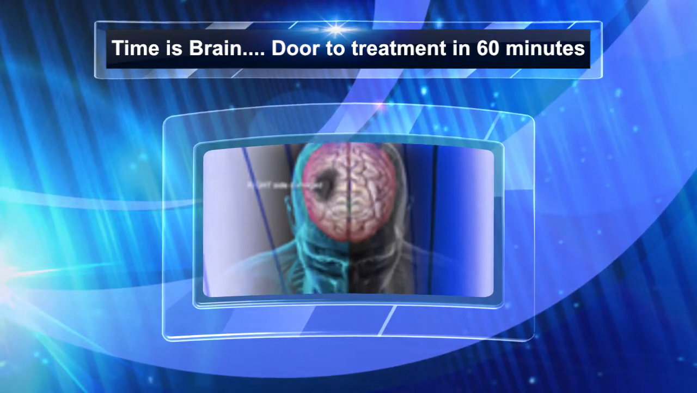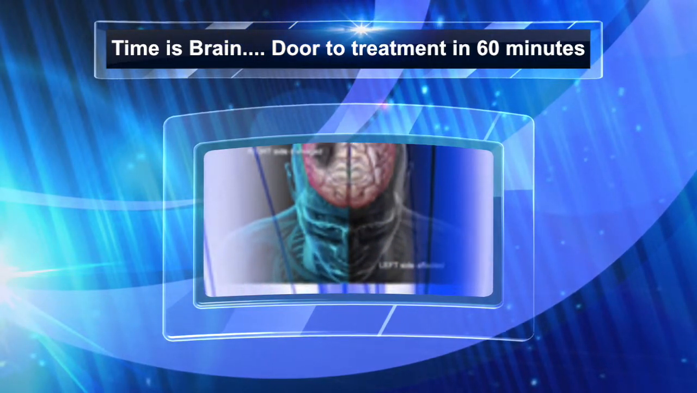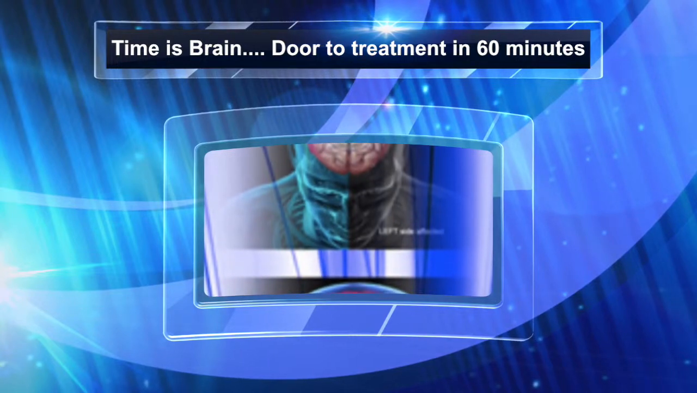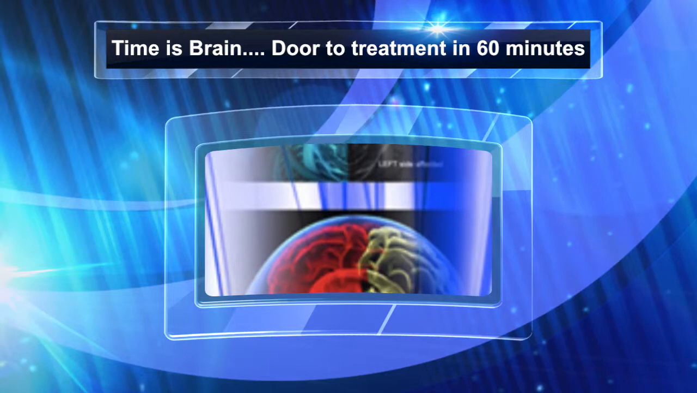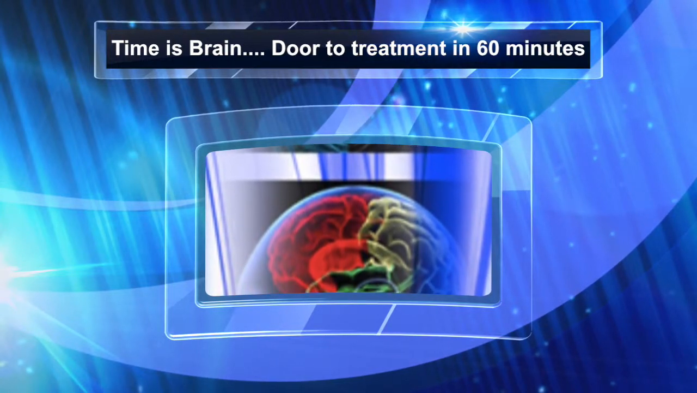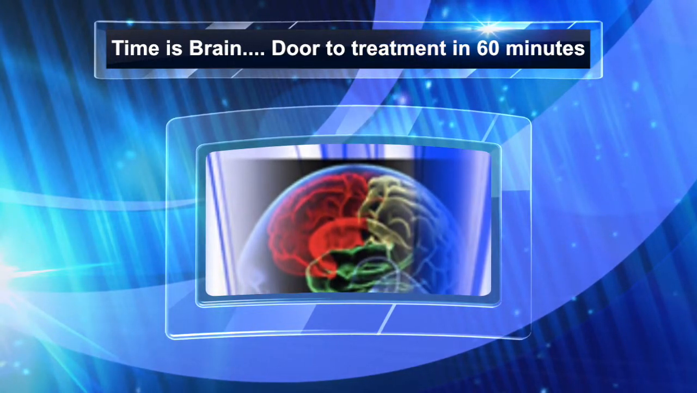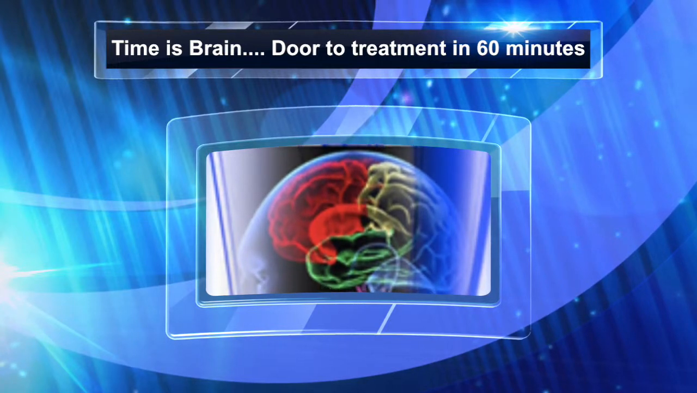This lesson is intended to guide the healthcare team in the ED with the sequence of events that should take place in order to administer treatment for ischemic strokes. The goal set by the American Heart Association is door to treatment in 60 minutes.